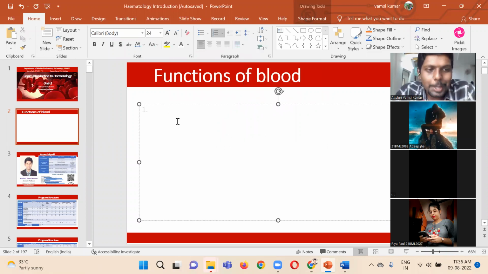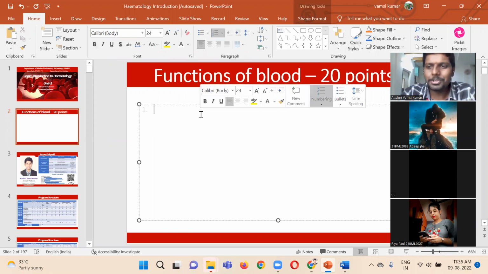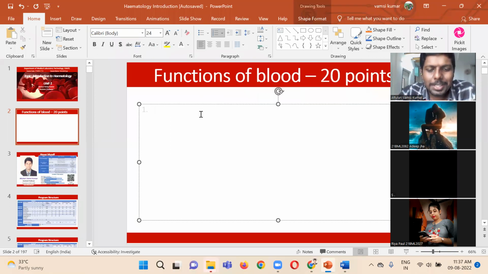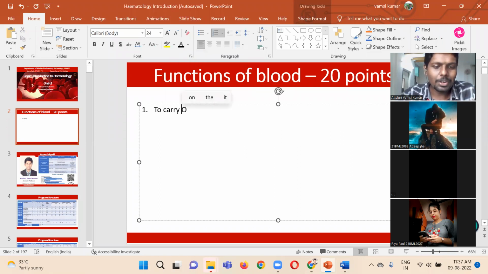Tell me some functions of blood, students. I need at least 20 points, 20 functions. Let us start. Can you tell me any few functions of blood? The usual thing we know is to carry oxygen and carbon dioxide to tissues, right?